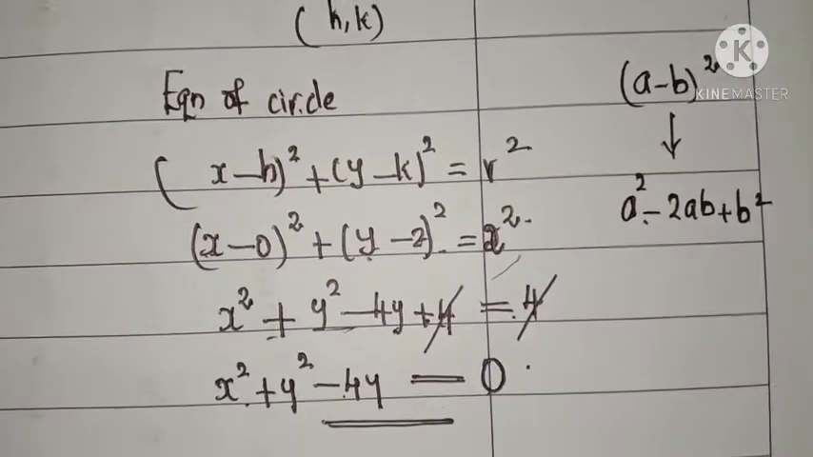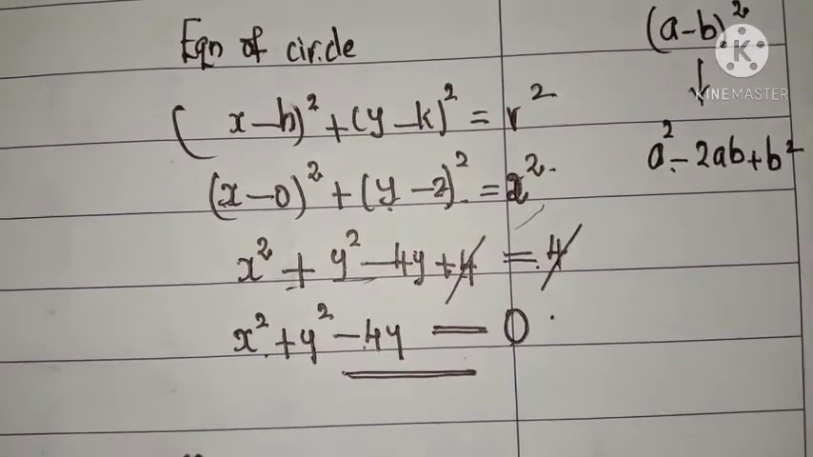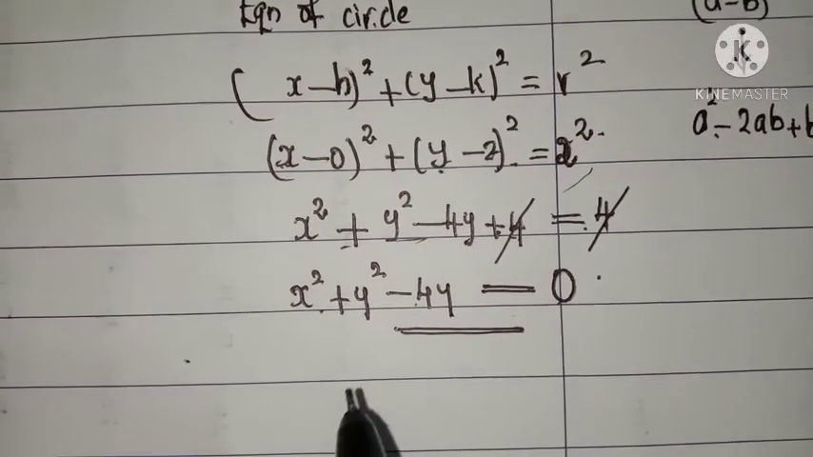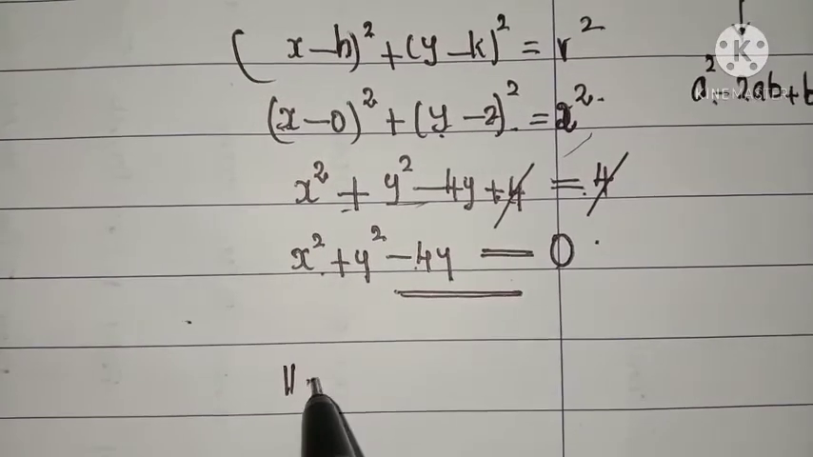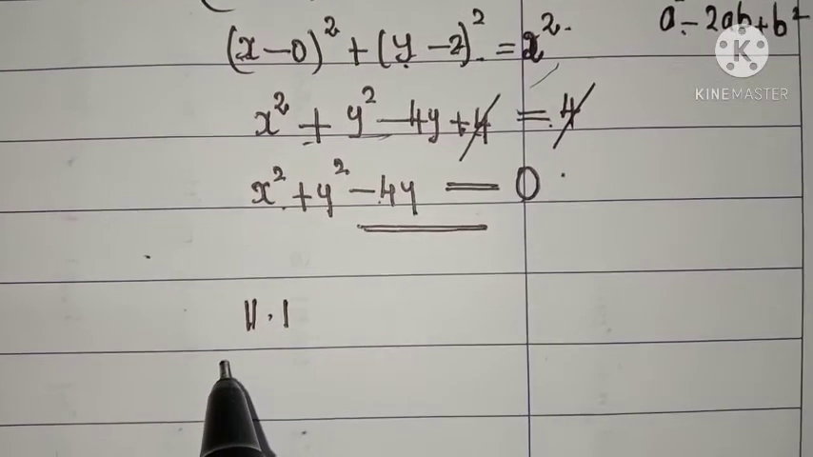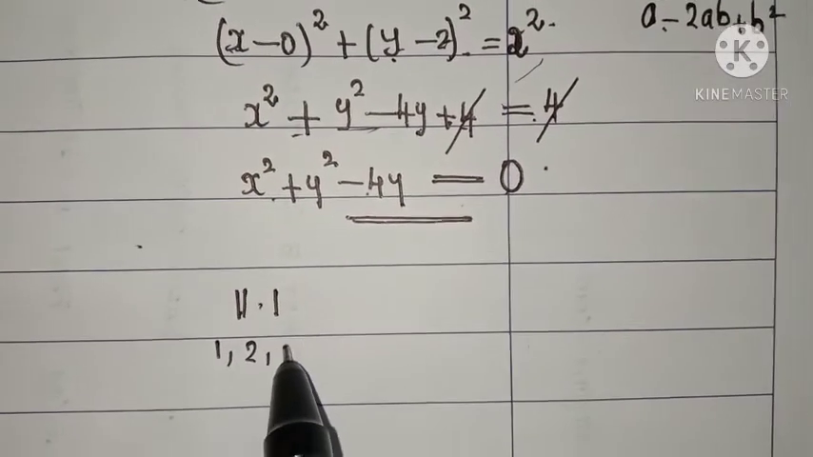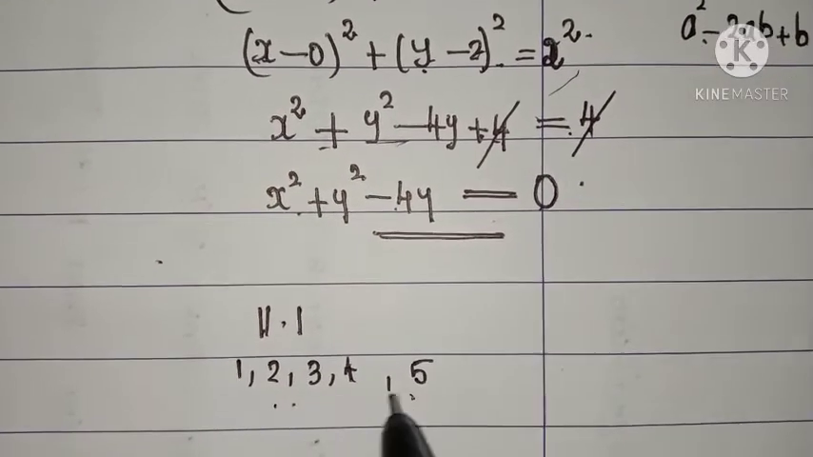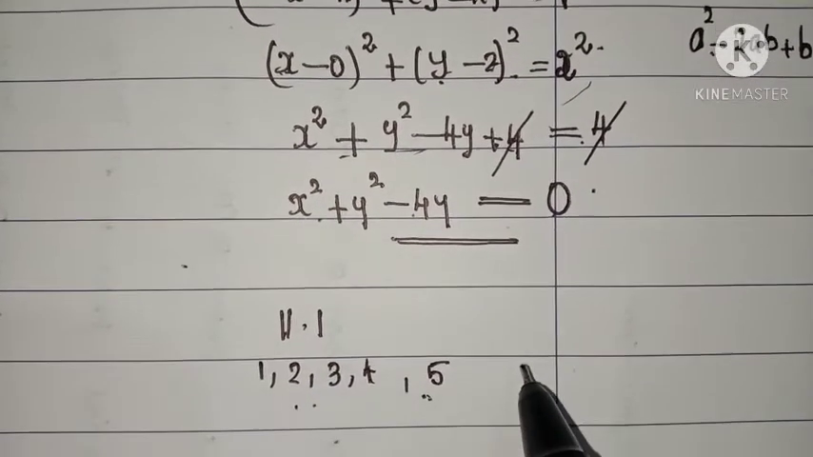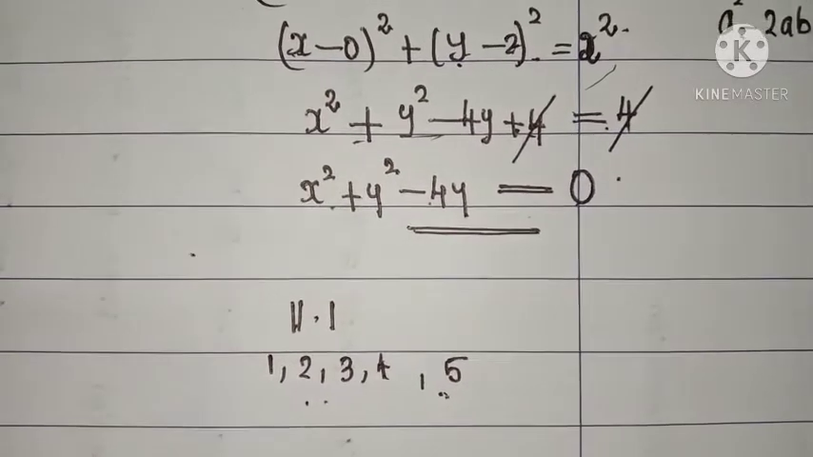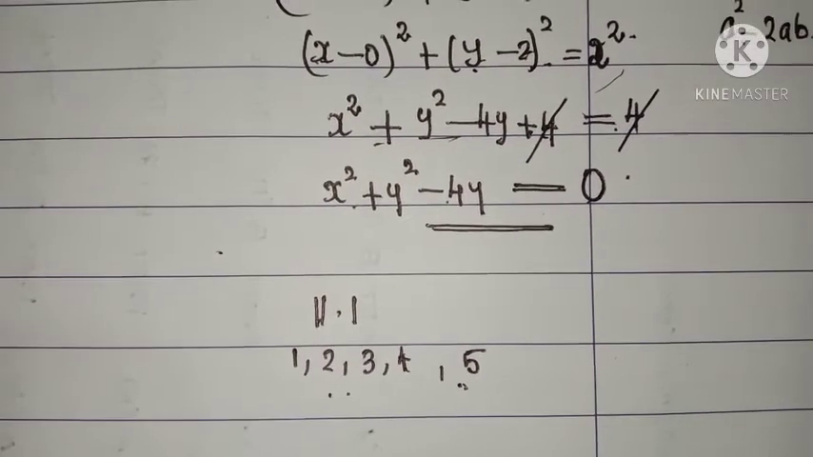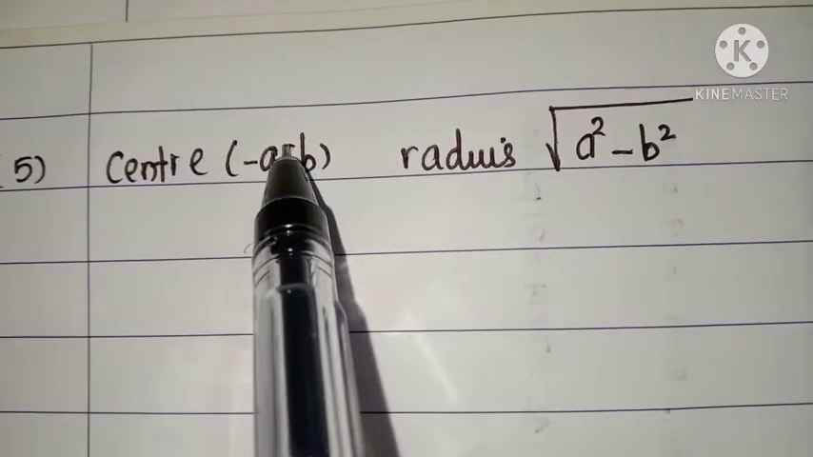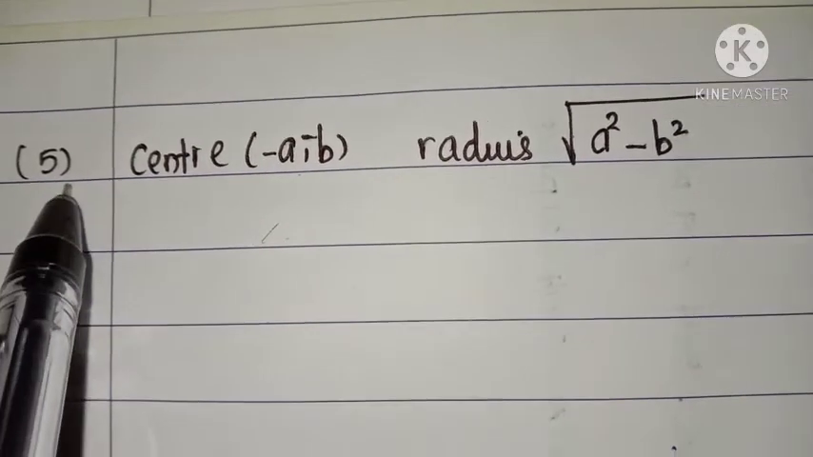Okay. So in this manner we can easily find the equation of a circle with the center and radius given. So in exercise 11.1 you can see the first set of questions, number 1, 2, 3, 4 and 5. Center and radius both are given. You need to find the equation of the circle. Let's see this question. Center and radius are given. This is exercise 11.1 question number 5.